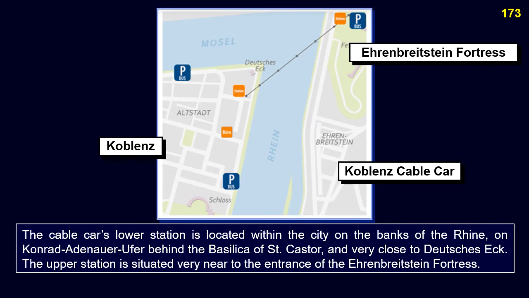The cable car's lower station is located within the city, on the banks of the Rhine, on the Konrad Adenauer Ufer, behind the Basilica of St. Castor, and very close to the Deutsches Eck. The upper station is situated very near to the entrance of the Ehrenbreitstein Fortress.